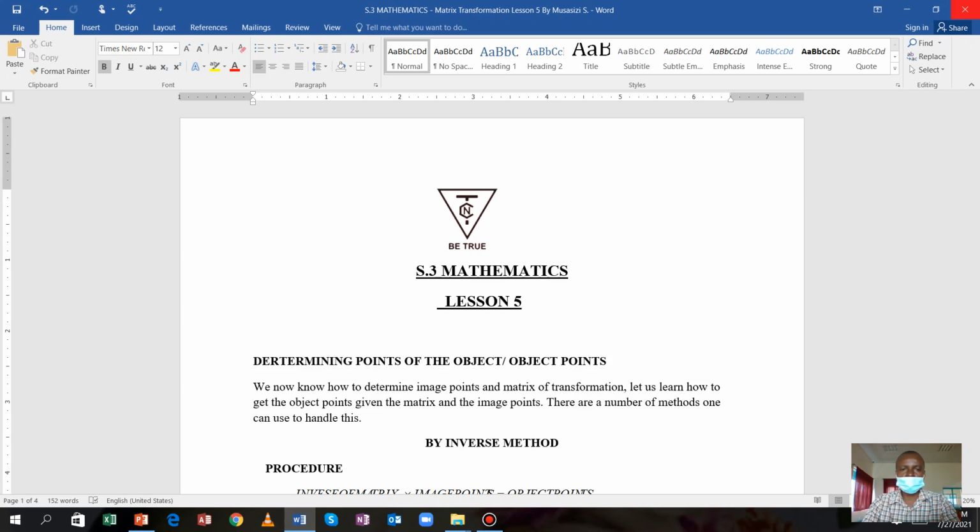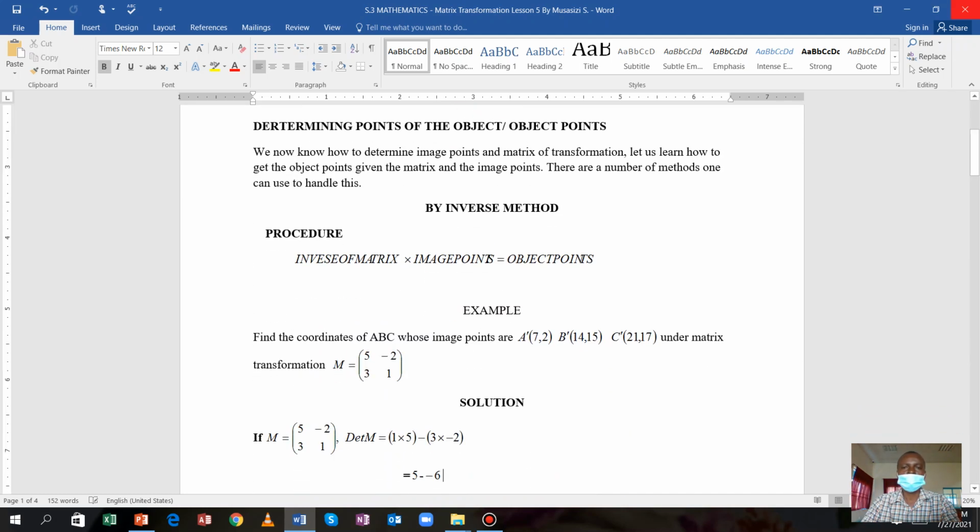At this particular time, I want us to determine the points of the object, or we can say object points. We now know how to determine image points and matrix transformation. So let us learn now how to get the object points given the matrix and the image points. Of course, there are a number of ways of doing this, and we are going to look at the simplest method, and this is by inverse method.